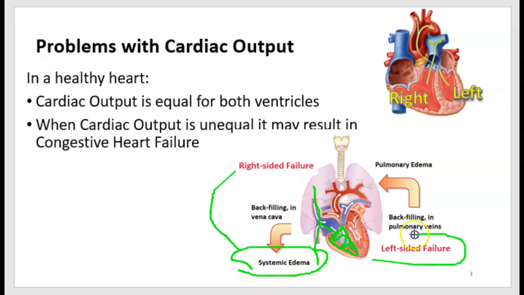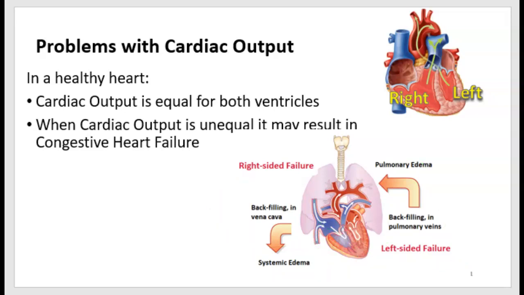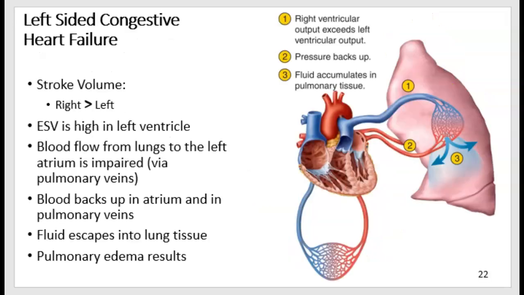With left-sided failure, think L, you get lung edema. Okay. And I just wanted to briefly show you a picture of the slides that were in those lectures because it goes through it in a little bit more detail, and I think the pictures are a little bit better to explain left-sided congestive heart failure versus right-sided.